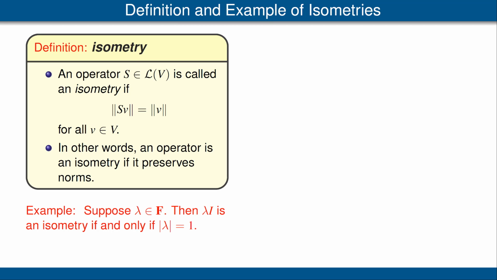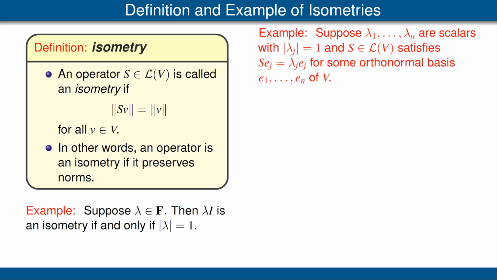Let's look at some examples of isometries. For our first example, suppose lambda is a scalar. Then lambda times the identity operator is an isometry if and only if the absolute value of lambda is equal to 1. Please pause the video and verify this statement. It's quite easy.